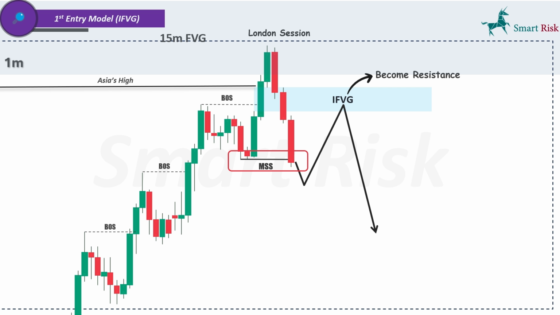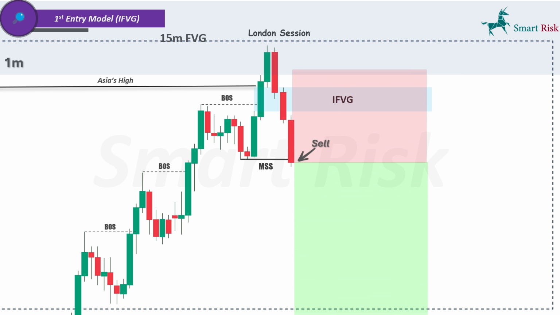Now here's exactly how I place the entry. Option 1. Enter immediately after the IFVG forms by opening your position at the next candle open, with the stop loss placed above the most recent swing high. Option 2. Place a sell limit order at the lowest point of the newly formed IFVG and wait for price to retrace into the zone and activate your entry.